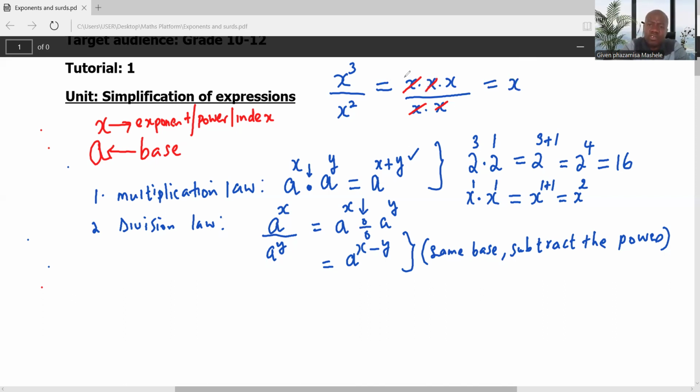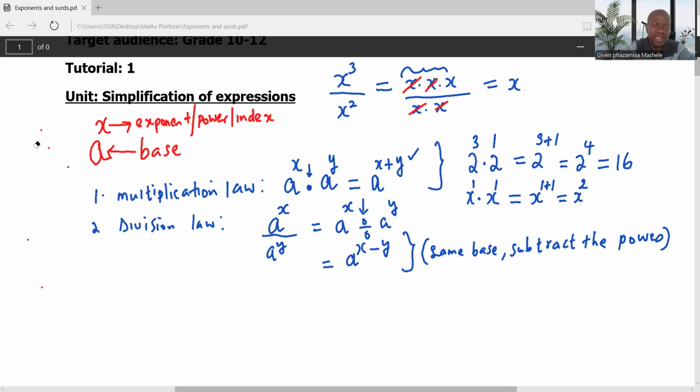So to avoid doing these expansions, we have to use the law of division, because we cannot keep on solving exponents in this format. If we had, let's say, x to the power of 7 divided by x to the power of 2, or maybe x to the power of 10, we would have to expand this 10 times, or 7 times, which will be tedious work. So to avoid this, we have to know the law of division.